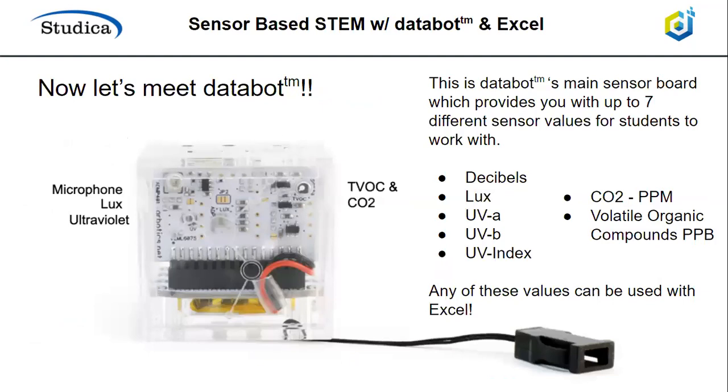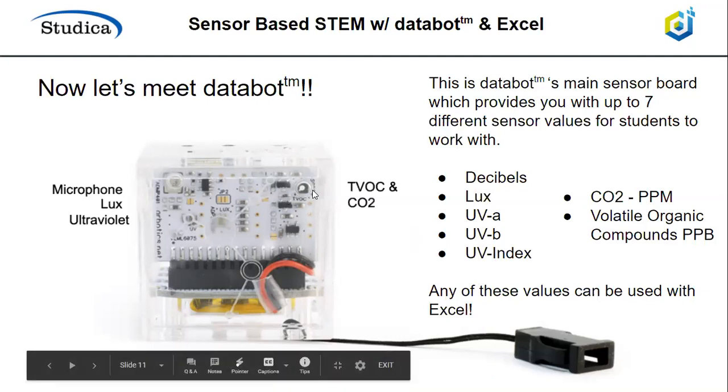So if we go through the anatomy of Databot here real quickly, I've explained a little bit about the number of sensors that are on there, the location of them, the main sensor board that you see there in the front. There are 4 boards inside it. Each one of them has a special function, but the main sensor board carries all of those different sensors that are listed there.